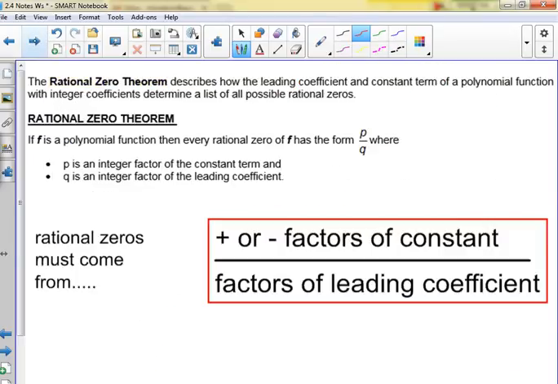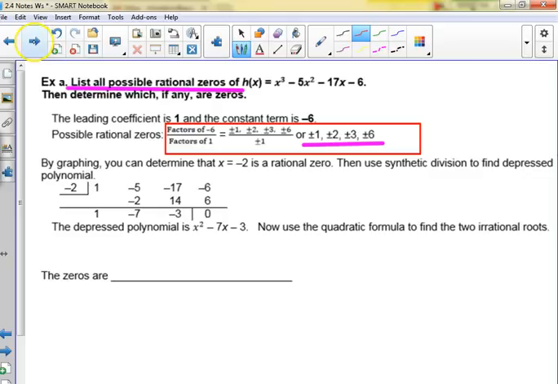What am I talking about? Well, this is what it looks like on your sheet. Yes, you have this in your notes, okay? Plus or minus all the factors of the constant over the factors of the leading coefficient. So you're going to have to generate a list. This is the example on your sheet.